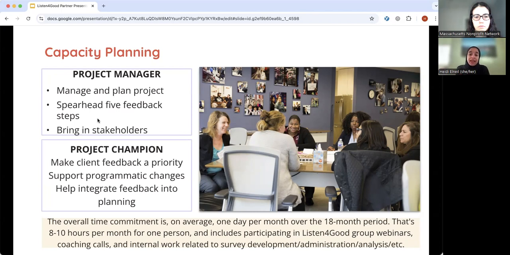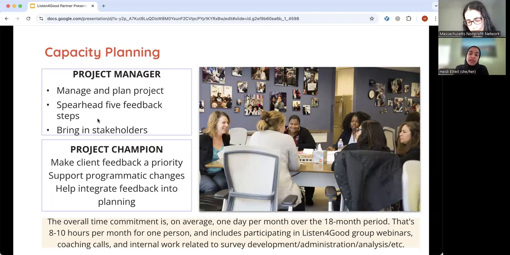So when we ask for your registration, we think about two roles. One is the project manager and one is the project champion. The project manager is the person who is leading the survey on a day-to-day basis. They're also the main contact for Listen for Good. And the project champion is the person in leadership who can make feedback a priority. This is really important when it comes to how we respond to the feedback, right?